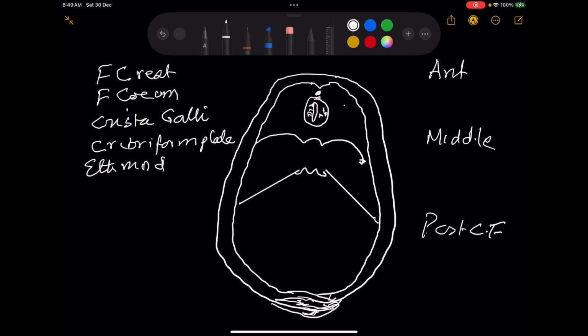On the two sides you have the roof of the orbit, which is a part of the frontal bone, except in the posterior part. This is the lesser wing of sphenoid. Here you have the jugum sphenoidale, the peak of the sphenoid, lesser wing of the sphenoid. So this part here, where we are drawing an H-shaped impression, is the orbital plate of the frontal bone.